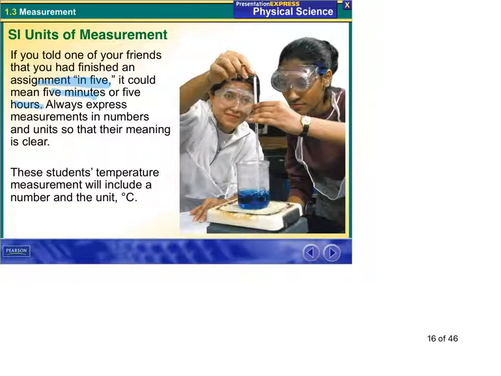Here, as these students are using a thermometer to measure temperature, we're going to use degrees Celsius.